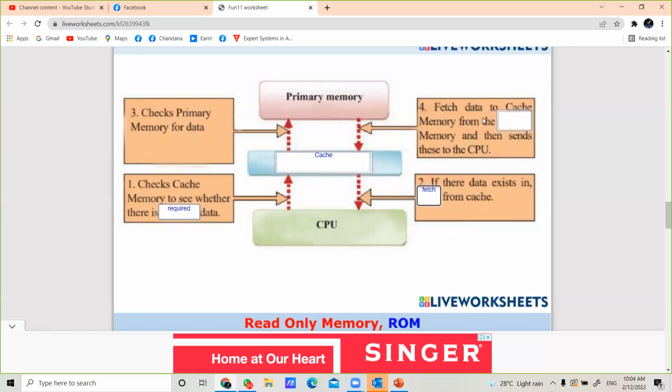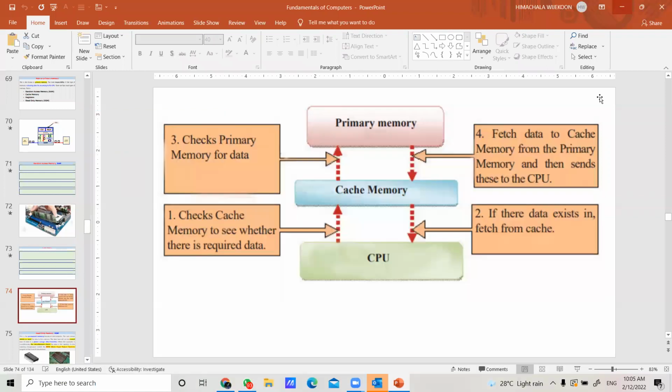Then fetch data to the cache memory from the main memory. Right, fill in the blanks like that. Cache, yes, main memory, or primary memory in that blank is also correct.